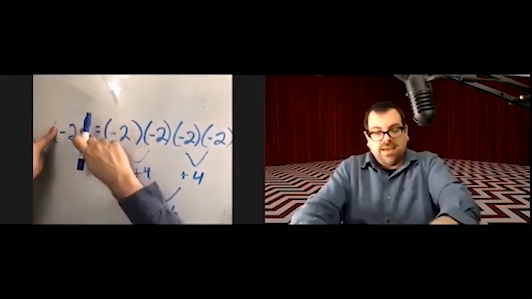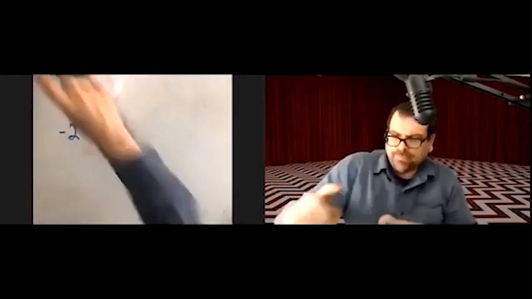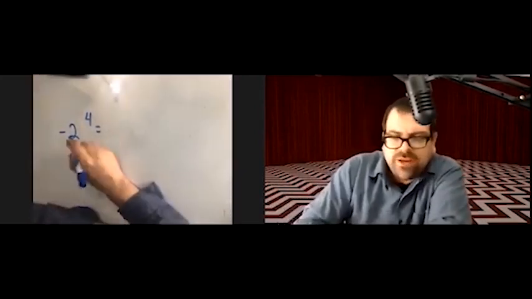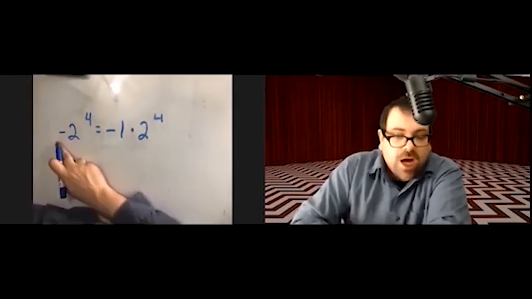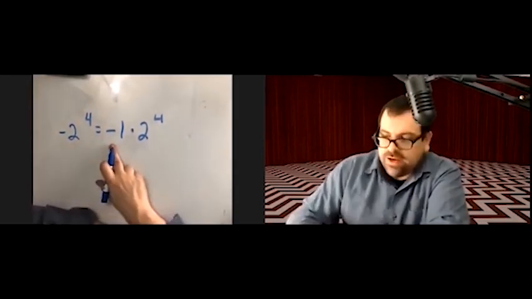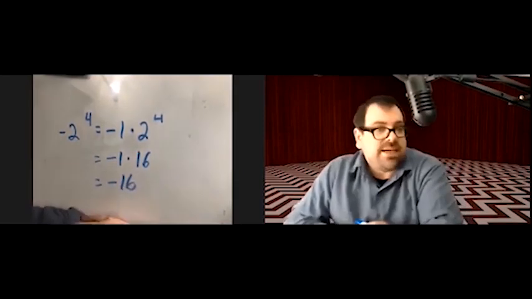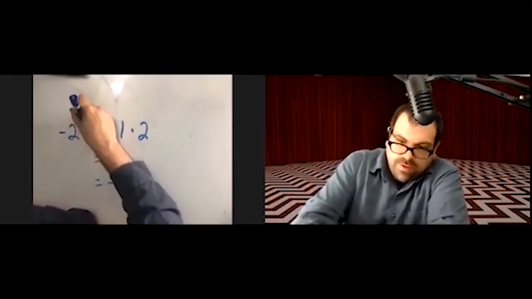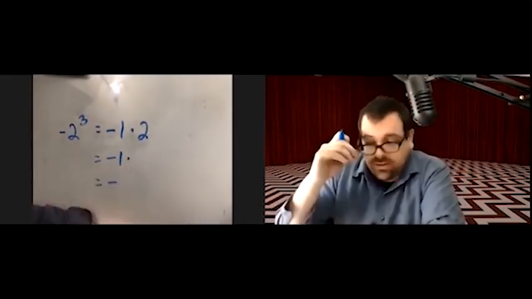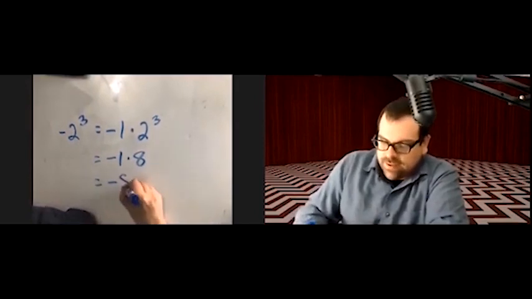But if we didn't have the parentheses, that's going to change the answer. Negative 2 to the 4th is like negative 1 times 2 to the 4th. The opposite of 2 to the 4th. Negative 1 times 2 to the 4th. Negative 1 times positive 16. Negative 16. Cubes don't have that same problem. If this was negative 2 cubed or any other odd power, that would be negative 1 times 2 cubed, negative 1 times 8, negative 8.